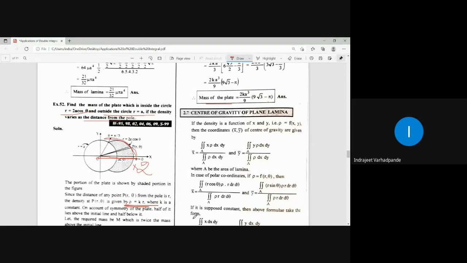Actually, the double integral represents the calculation of the area of a surface, but the triple integral is usually associated with the calculation of volume, right? So the triple integral is basically responsible for obtaining the volume, but here we are going to study the application of the double integral in calculating the volume. So here the volume will be calculated with the help of the double integral.